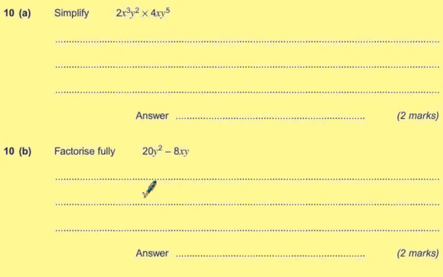Question 10, part A. Simplify 2x cubed y squared multiplied by 4xy to the power 5. So 2x cubed y squared times 4xy to the power 5. I'm first going to write all the numbers together.